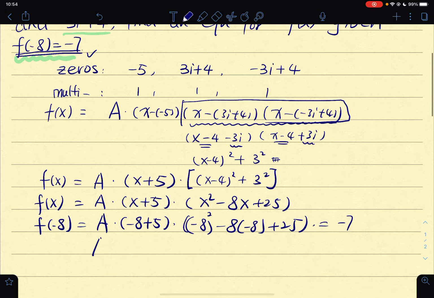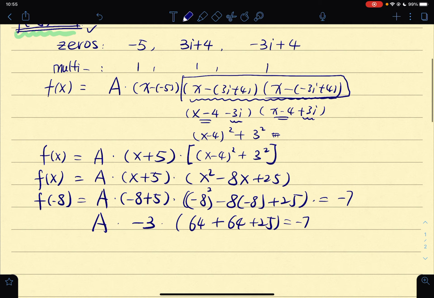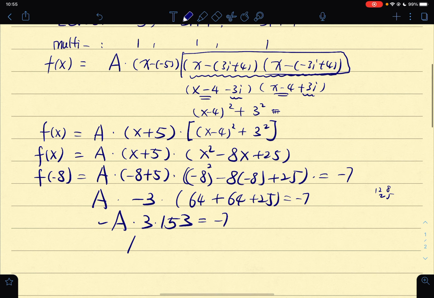So we end up with a, we end up with negative 3 here, we end up with 64, another 64, a 25, and negative 7. So this is 128 with 25. So it's negative a times 3 times 153, which is negative 7. You can get rid of the negative from both sides to end up with a equals 7 divided by 459.